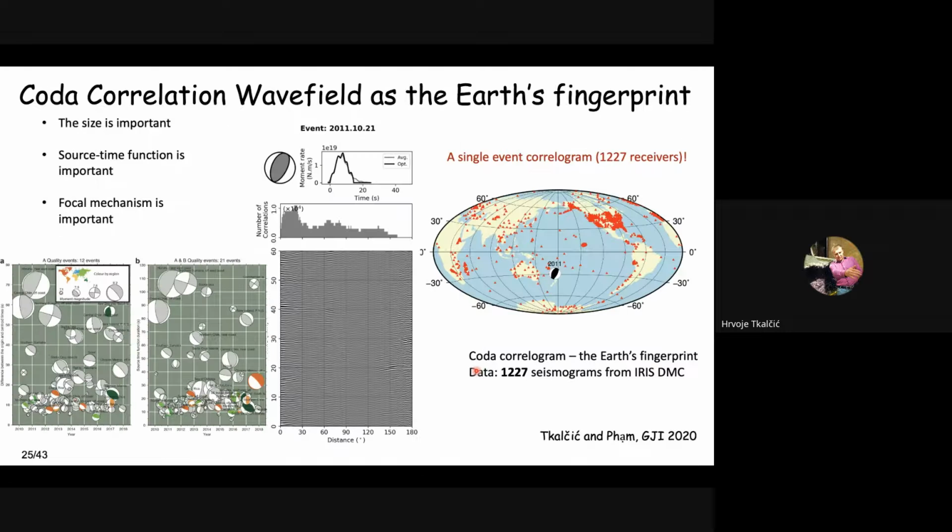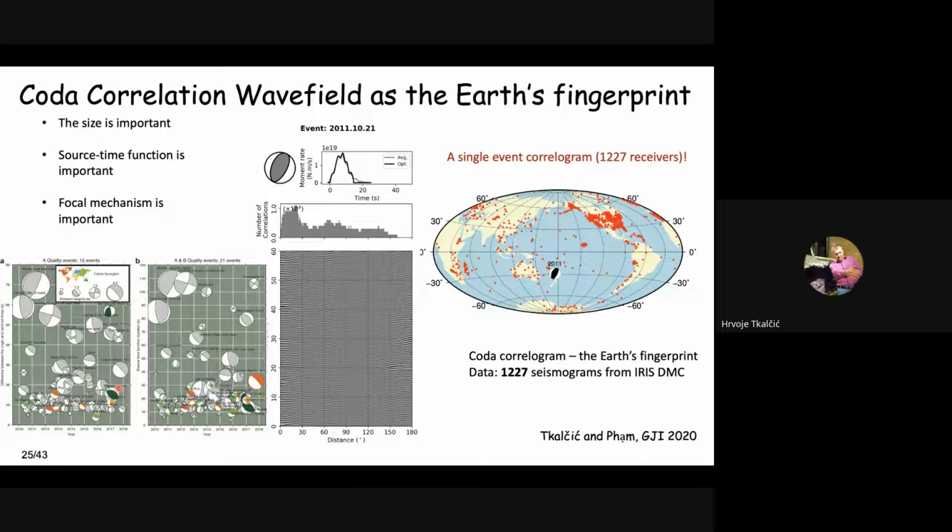And I'm going to show you some applications, but before I show you, I just want to tell you this story. And this is our observation of particular seismic sources with particular focal mechanisms that contribute to the clarity of the global correlation, global correlograms.